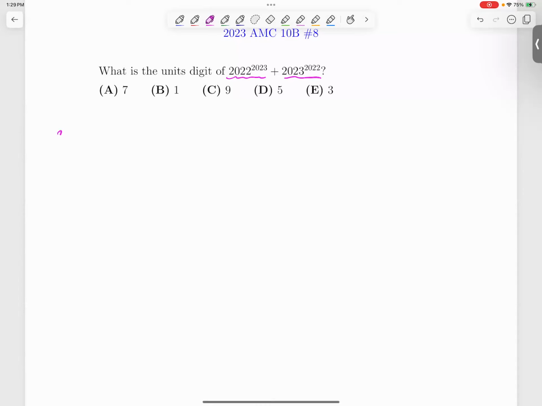Let's start with 2022 to the power of 2023 is congruent to what mod 10. And the second part we have to calculate is 2023 to the power of 2022 congruent to what mod 10. And after that, we can add the two remainders and find the units digit of the sum. Let's start with the first.